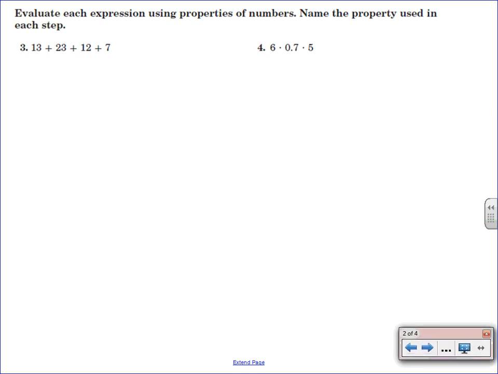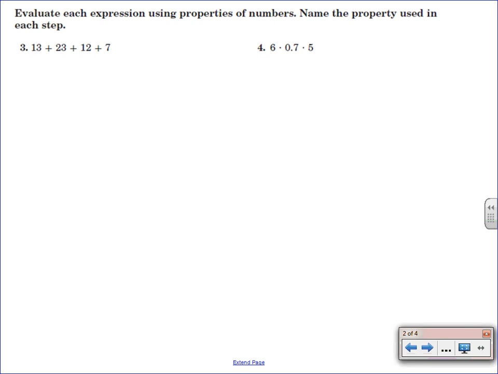In number 3, it says evaluate each expression using the properties of numbers. Name the property used in each step. And 3 and 4 are going to focus primarily on the commutative and associative properties. Those two properties say that the order that you add or multiply in does not matter, and that you can group them in parentheses and do addition and multiplication whichever way you want first. And the whole reason behind that is to do quick mental math.